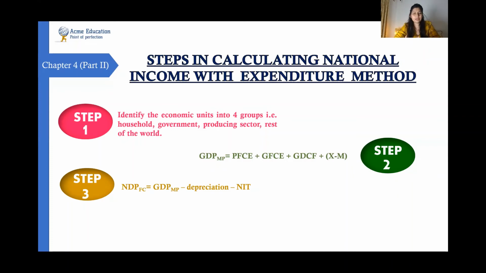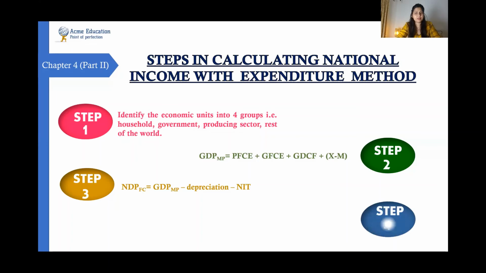The next element that we see over here, which is different in these two, is market price and factor cost. Market price, we already found out in step number 2, and this time we need to find the factor cost. So to go from market price to factor cost, we need to deduct the net indirect taxes. And the net indirect taxes are nothing but indirect taxes minus subsidies.